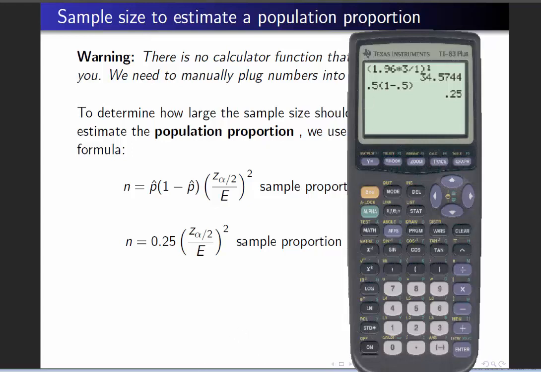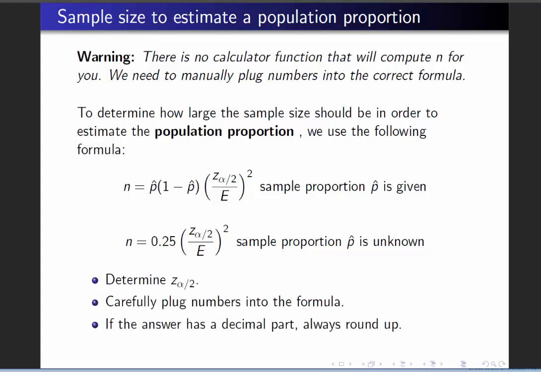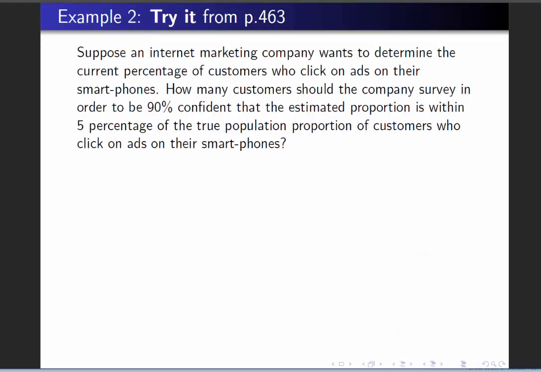Okay? So now that you know your formulas, let's take a look at a problem. General strategy, same as before. Determine what your z of alpha over 2 is. Plug in numbers into the right formula. Round your answer up. Okay?